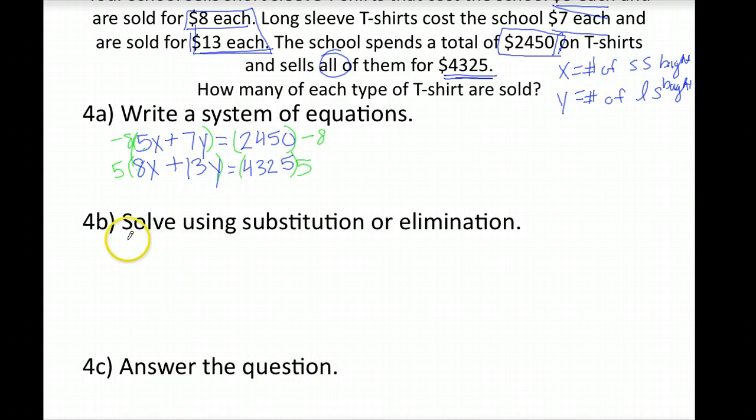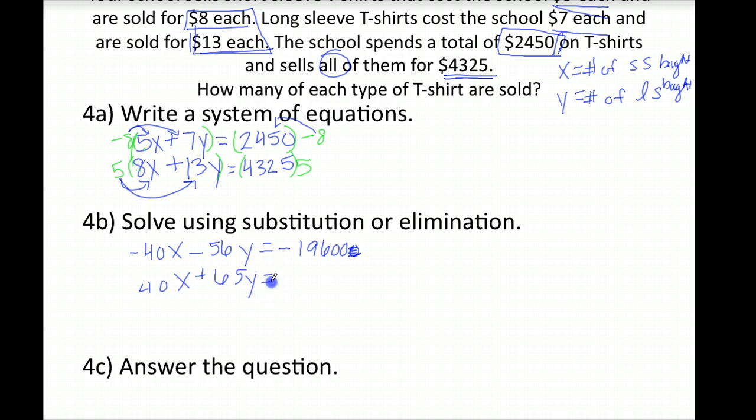Alright, so I'm going to write that answer down here. So we'll get -40x, I'm going to distribute that out, minus 56y equals -19,600. So distribute that 8. Then our next line, 5 times 8, I get 40x, 5 times 13y, plus 65y, and that equals 21,625. And now I can use elimination.